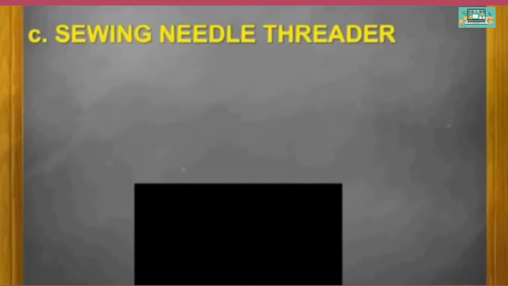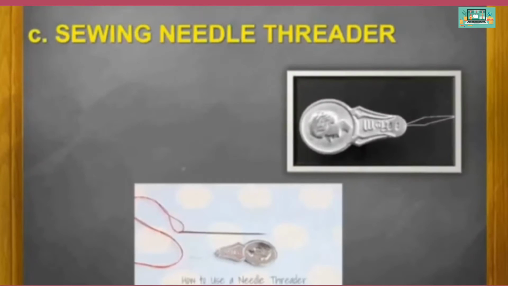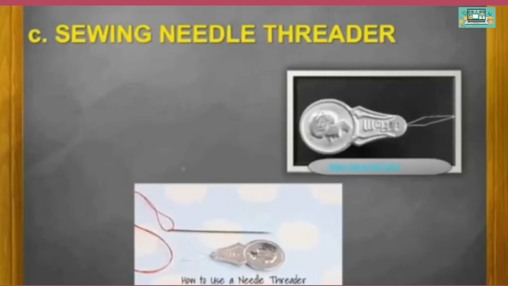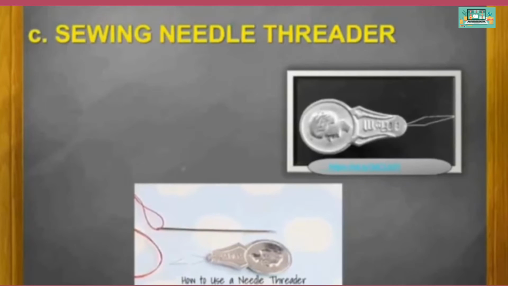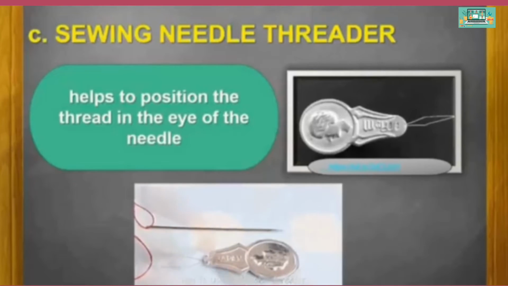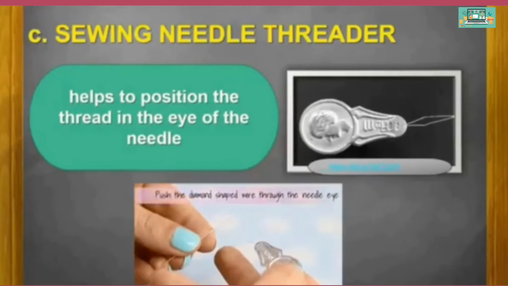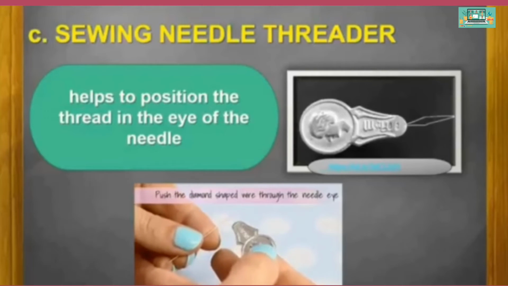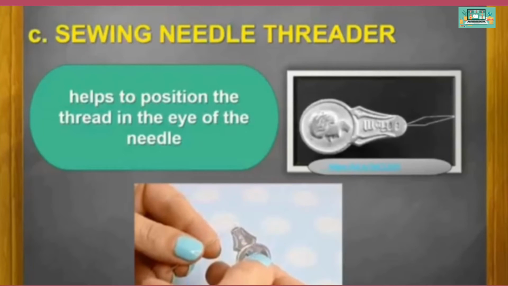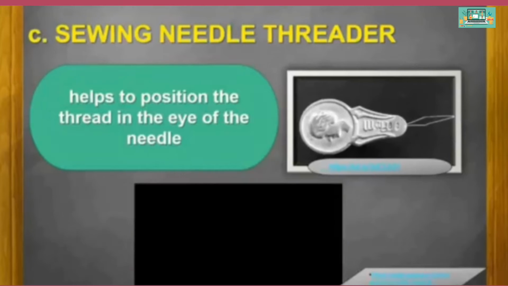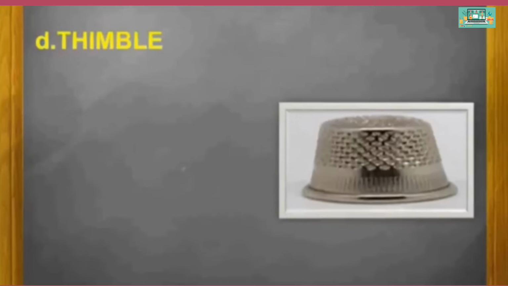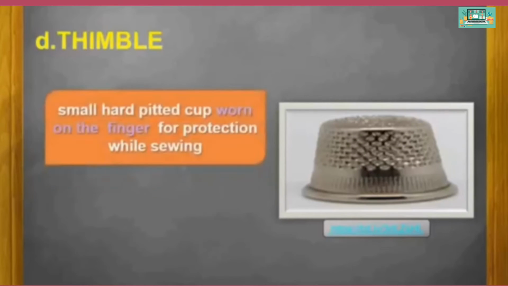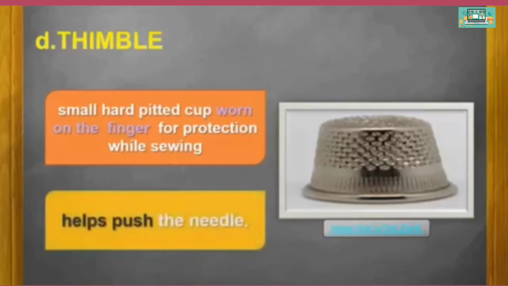Next would be the sewing needle threader. It helps to position the thread in the eye of the needle. It works by inserting the wire of the threader through the eye of the needle. Then put the thread on the wire and remove the needle. Another example is the thimble. Thimble is a small hard-fitted cup worn on the finger for protection while sewing and also helps push the needle.